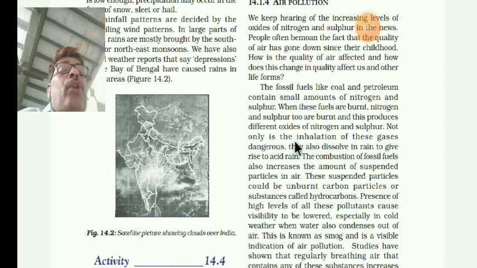Not only is the inhalation of these gases dangerous, inhalation meaning taking them inside, but they also dissolve in the rain to give rise to acid rain. You learnt the harmful effects of acid rain in last year's classes. The combustion of fossil fuels also increases the amount of suspended particles in the air. These suspended particles could be unburnt carbon particles or substances called hydrocarbons.